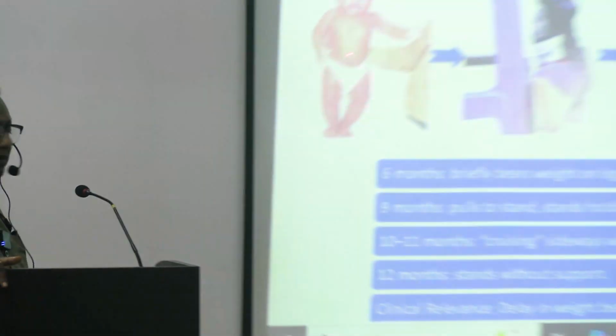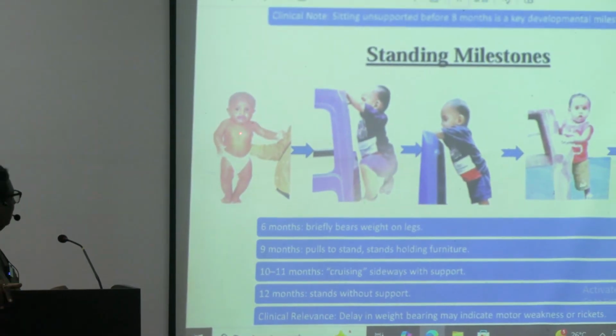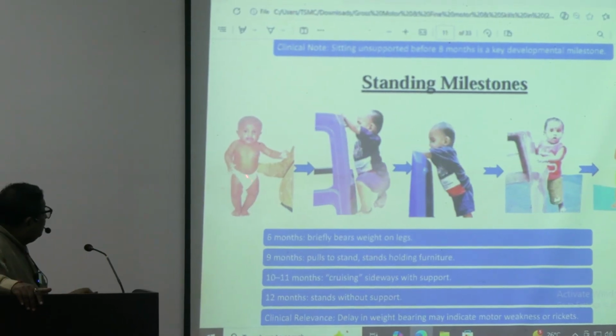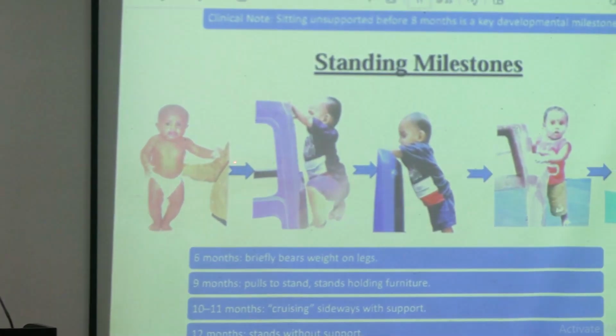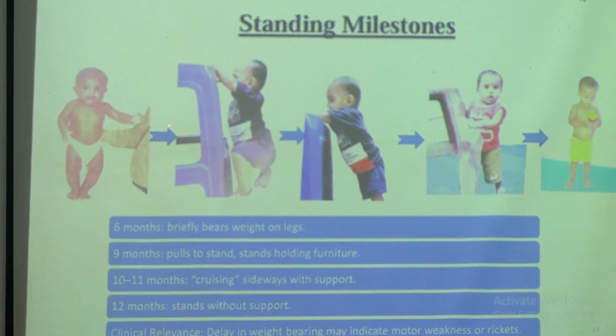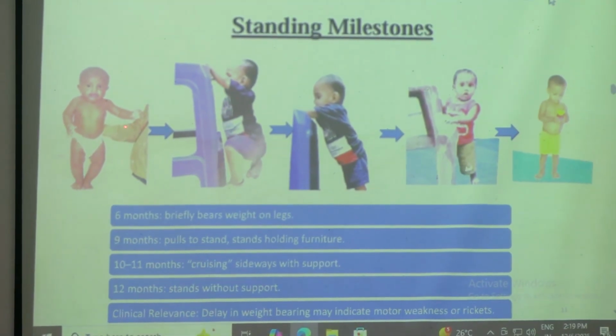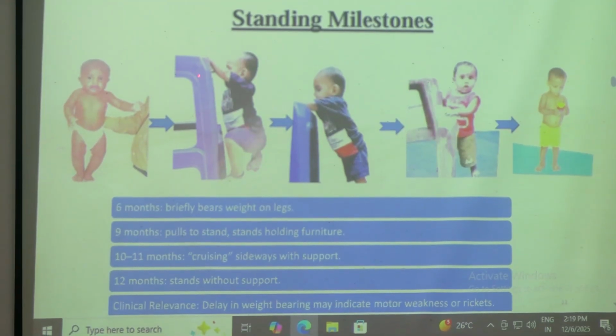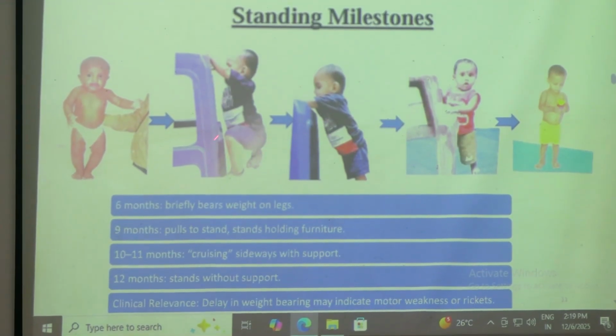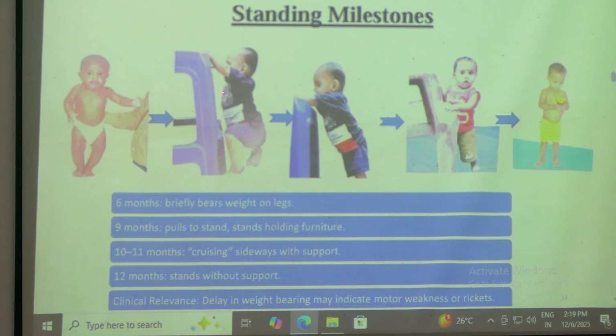Then comes the standing milestone. See, a 6 month baby, a small baby, if you make him walk, he will stand. He will bounce his legs. You have to support the baby, he will stand. He will bounce his legs. And then a 9 month baby can pull to stand. After holding something, he will pull himself to stand.